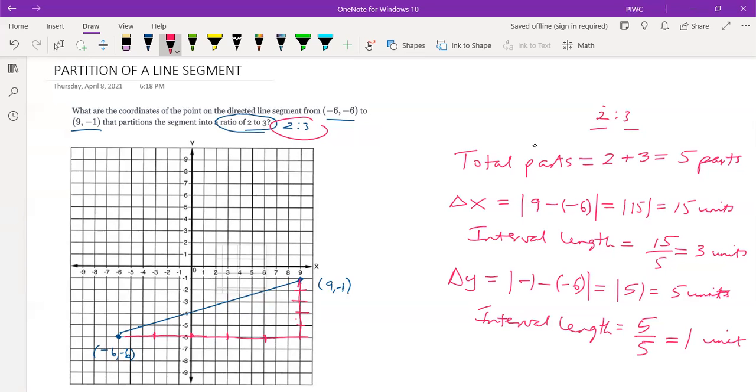So since I want the ratio of 2 to 3, and the question says that the line is directed, you have a directed line segment from this point, -6, 6. So we're going to look at this endpoint, -6, 6, and select 2 parts from this, 2 to 3. So I'm going to take 2 parts from -6, -6. So that would be 1 part, 2 parts from the end. So that will take me to this point here.